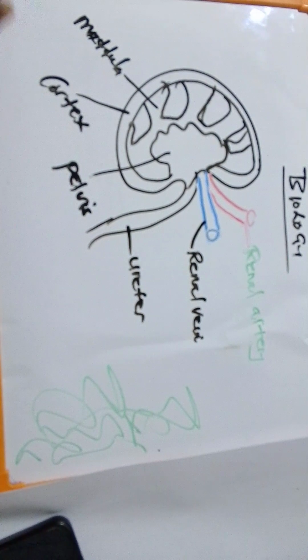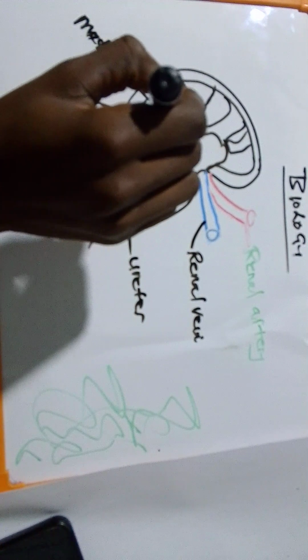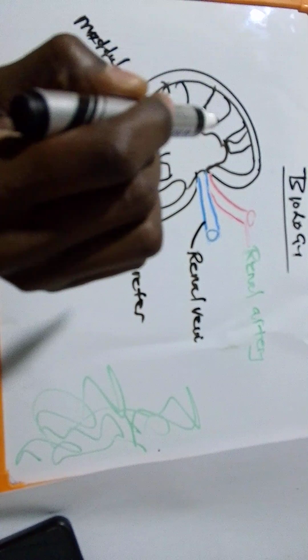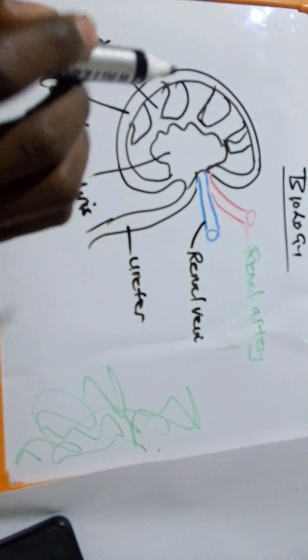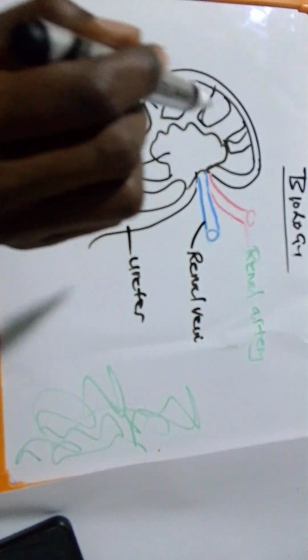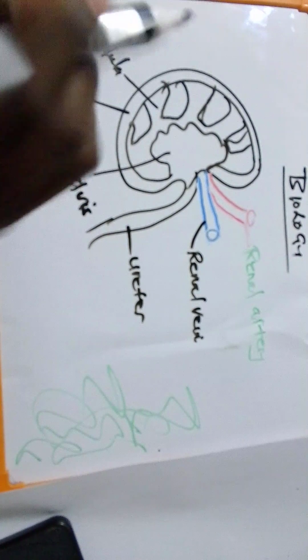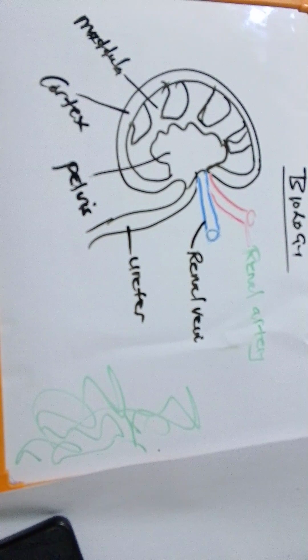You're looking at the urinary system in mammalian animals. Within the medulla and the cortex, you're going to find what are called nephrons. Each kidney has about 1 million nephrons. A nephron is the basic structural unit of the kidney.